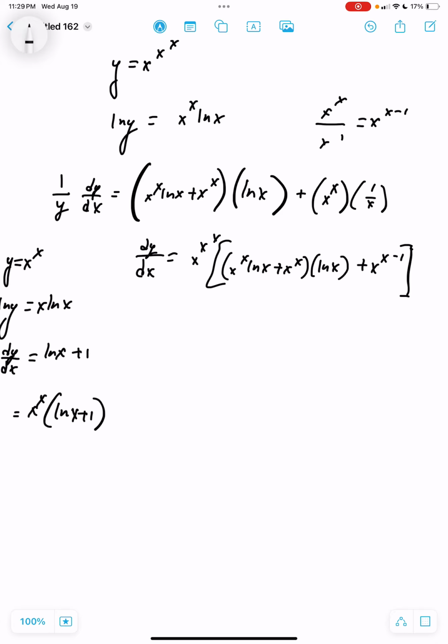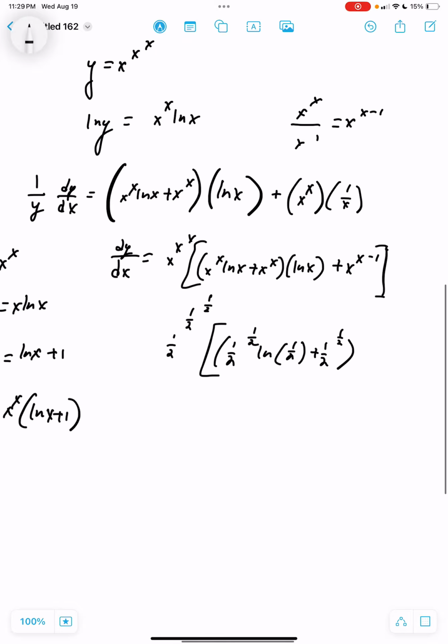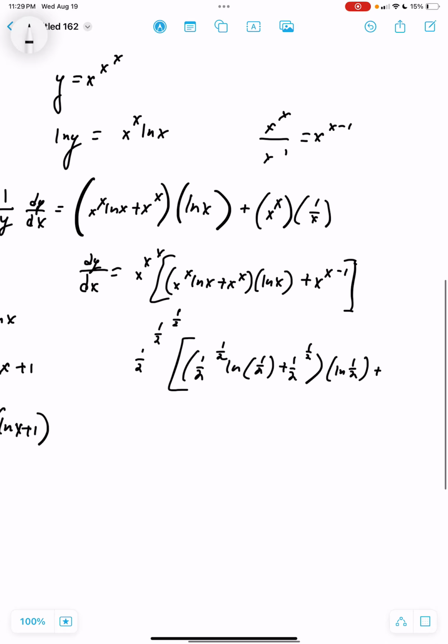So this is going to be 1/2 raised to the 1/2 raised to the 1/2, times 1/2 raised to the 1/2 times ln of 1/2, plus 1/2 raised to the 1/2 times ln of 1/2, plus, and now this is going to be 1/2 raised to the negative 1/2, right? Because 1/2 minus 1 is going to be negative 1/2.